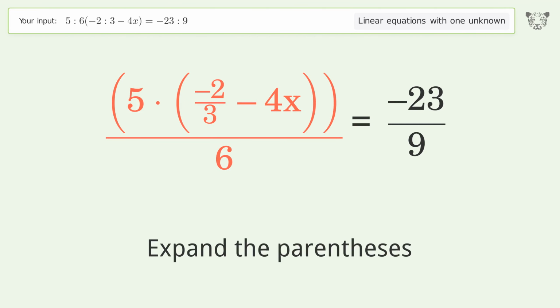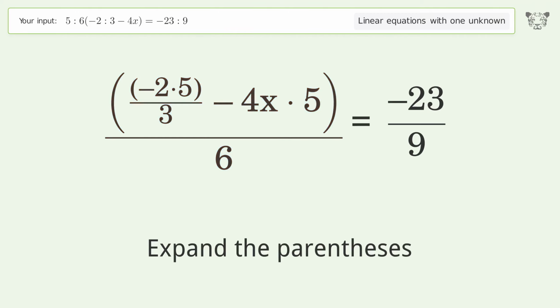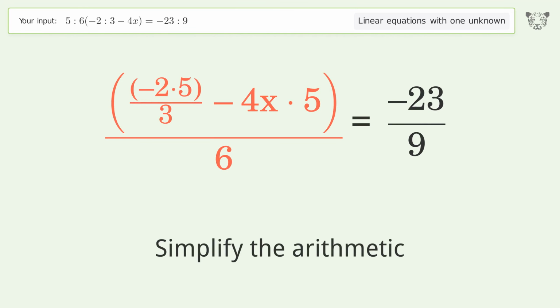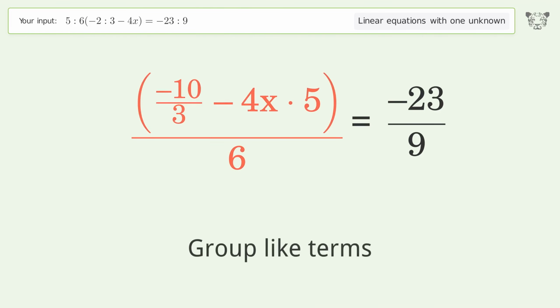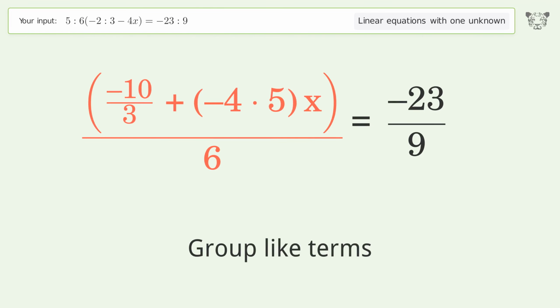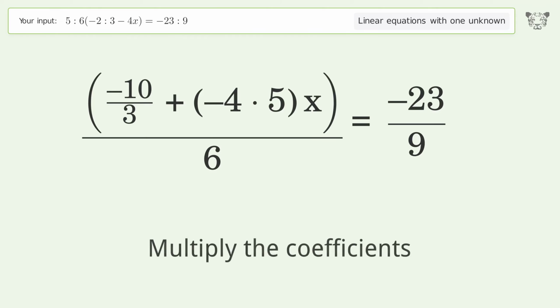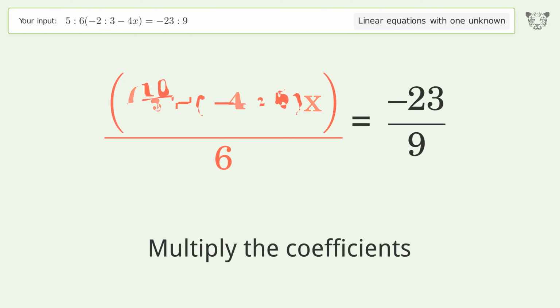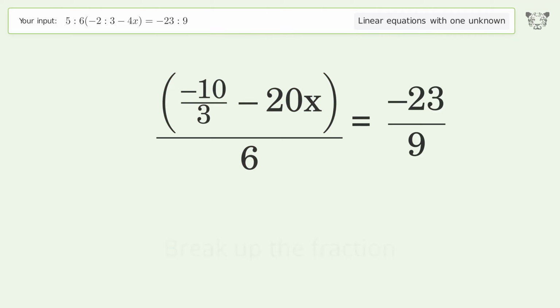Expand the parentheses. Simplify the arithmetic. Group like terms. Multiply the coefficients. Break up the fraction.